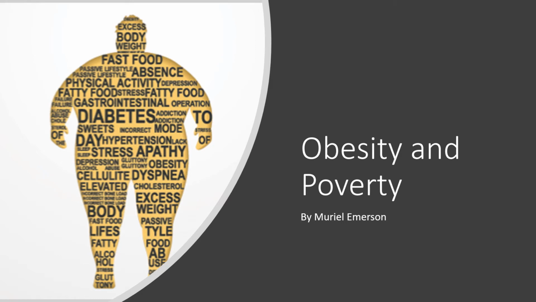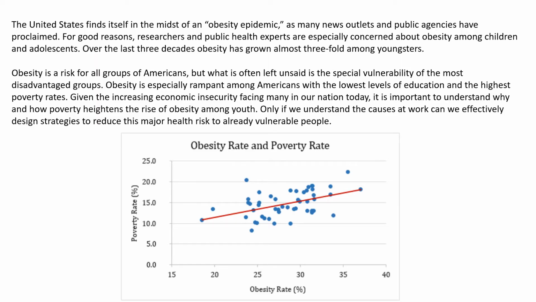Okay, so this is on obesity and poverty and the relationship between the two. The United States finds itself in the midst of an obesity epidemic, as many news outlets and public agencies have proclaimed. For good reason, researchers and public health experts are especially concerned about obesity among children and adolescents. Over the last 3 decades, obesity has grown almost threefold among youngsters.